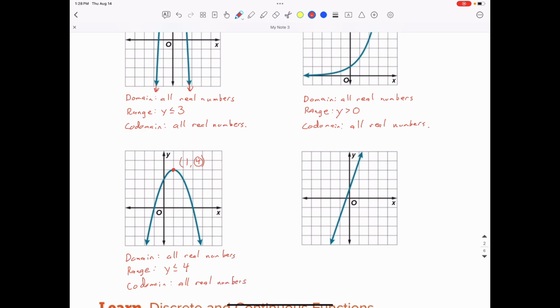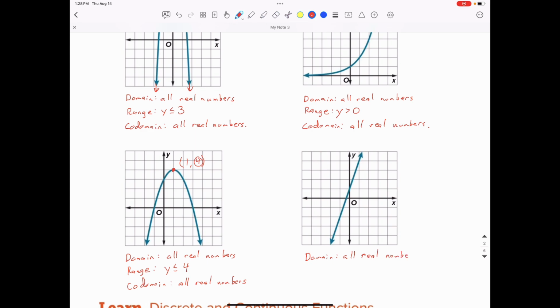And then the last one. The domain, this one's a straight line. The domain, being a straight line, angling up and to the right and down and to the left, it is moving forever to the right and forever to the left. So yet again, the domain is all real numbers.